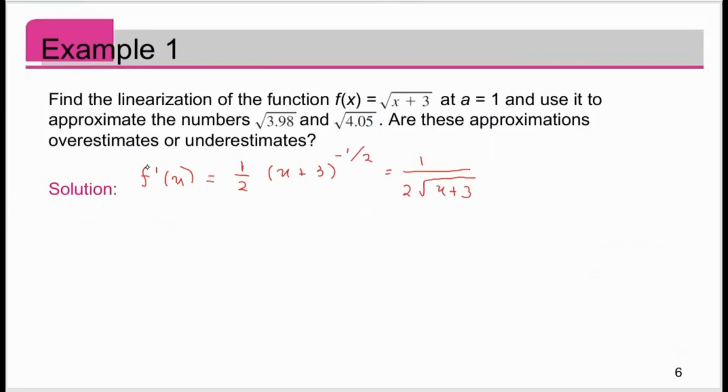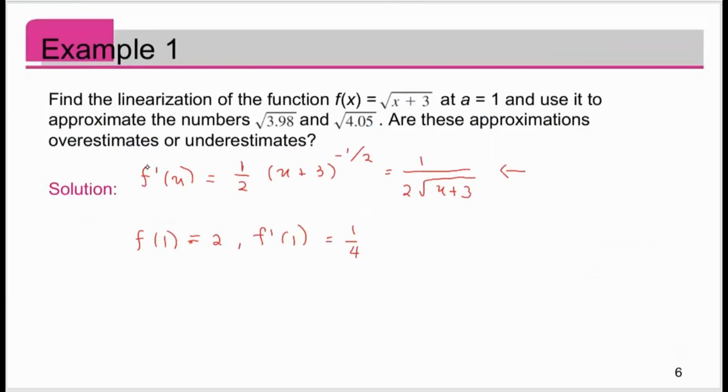And then we want to construct the linearization at the point a equal to 1. So we have f(1) that we need to find. You just simply plug in the value, square root of (1 plus 3). So you have square root of 4, that is equal to 2. And then you need to find f prime(1) by substituting a equal to 1 in the place of x inside here. So we have f prime(1) equal to 1 over 4.